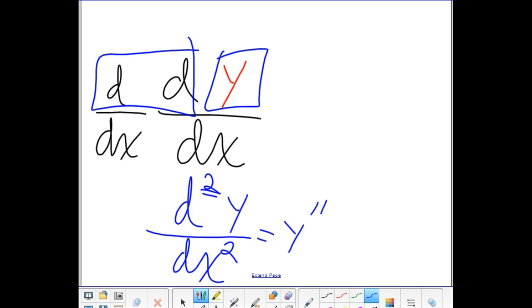Stick that in your head. Absolutely, you will see that on the AP exam somewhere. They'll use that notation, and you just got to recognize that means the second derivative of y. That's all it means. Okay?